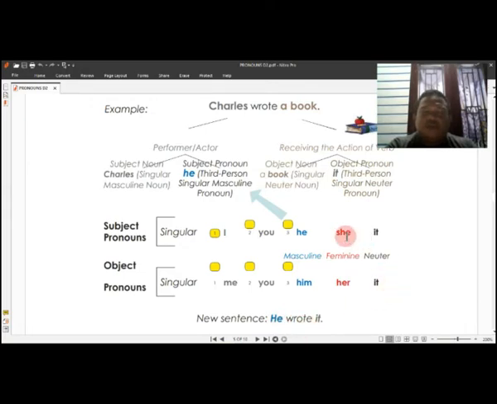Now when you want to say Diana and Charles read a novel, Diana and Charles is the subject, and a novel is the object. Diana and Charles can be switched into the subject pronoun they. The verb read stands still as read. So they read, and then the object becomes it. A novel can be transformed into it. So the new sentence becomes they read it.